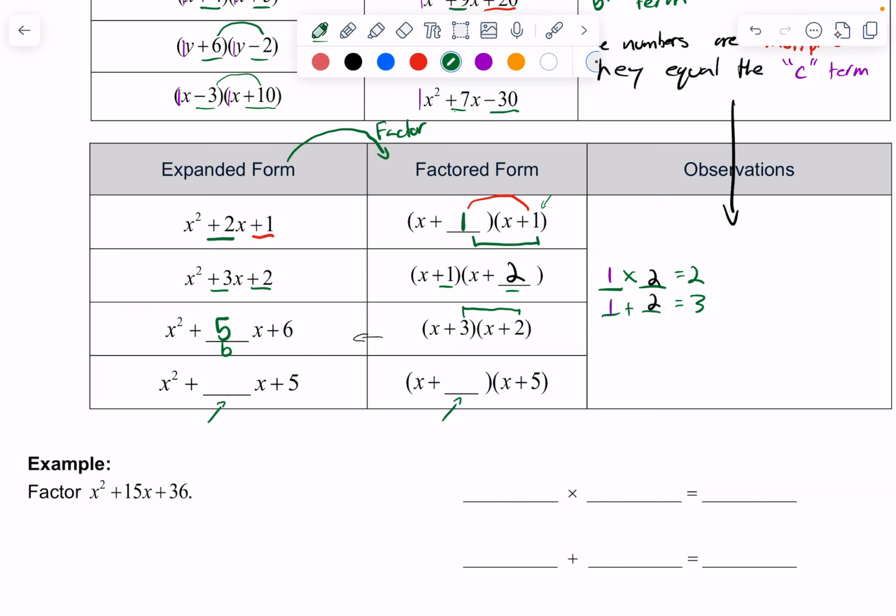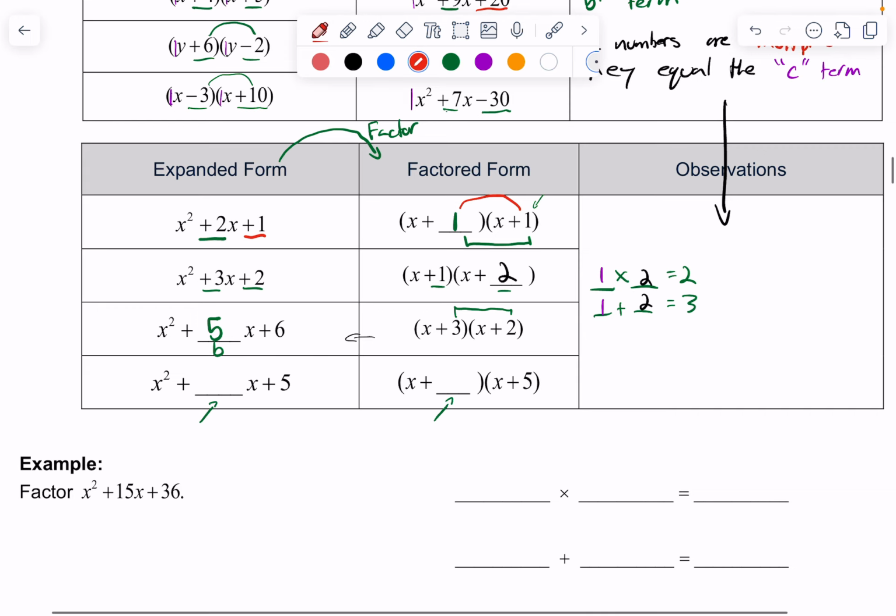Well, the thing that has been specified for us is this c value right here. And that c value comes from taking two numbers and multiplying them. And that would have to equal 5. Well, I've specified one of the numbers already. Here, it's 5. So the only other possibility is this would have to then be 1. Well, that means this b value is when you take that 1 and you add that 5. So that would be 6. Okay?